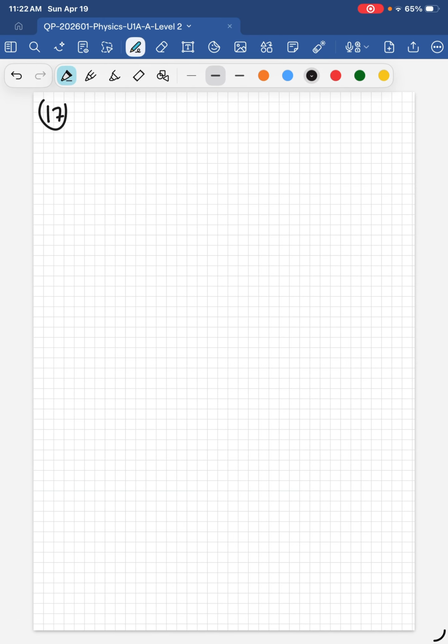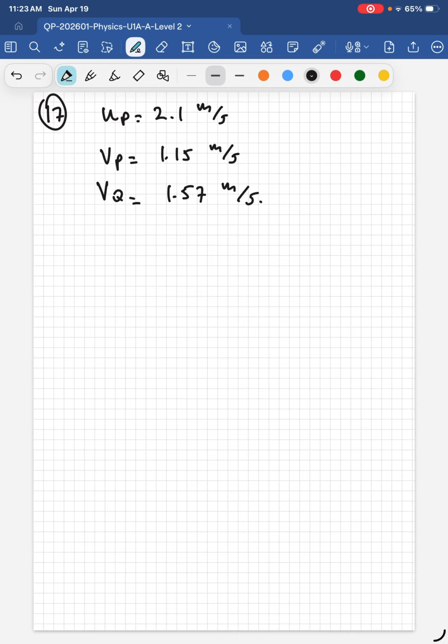So this is 17. We are told that the initial velocity of P is 2.1 meters per second, which I write as UP. The final speed of P is 1.15 meters per second, and the final speed of Q is 1.57 meters per second. So part A, we simply need to use the conservation of linear momentum. Linear because it's one dimension, okay? The two-dimensional part comes in unit 4, okay?